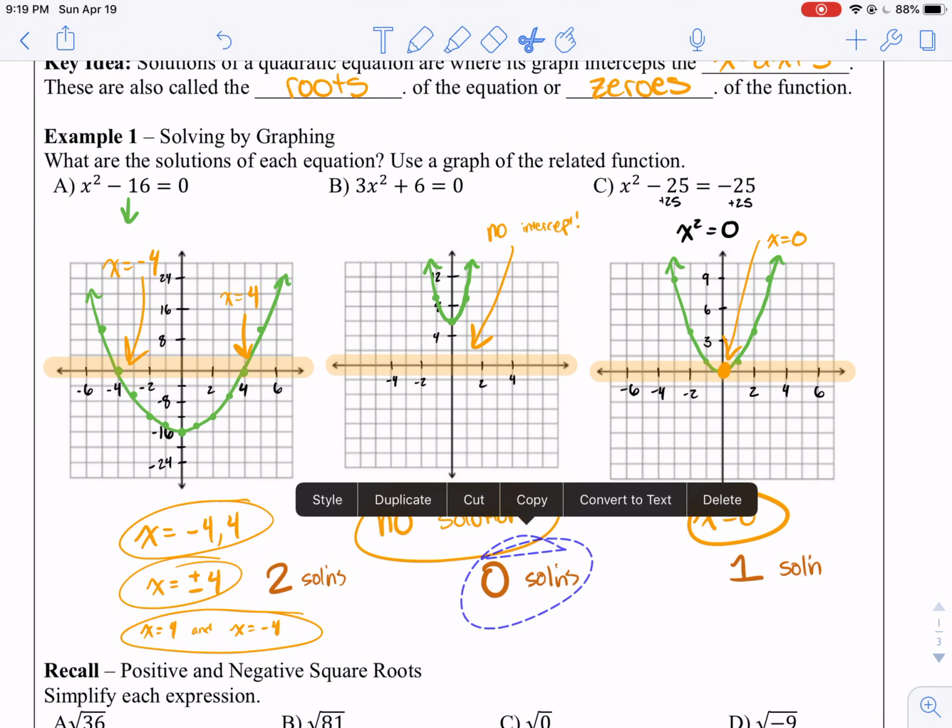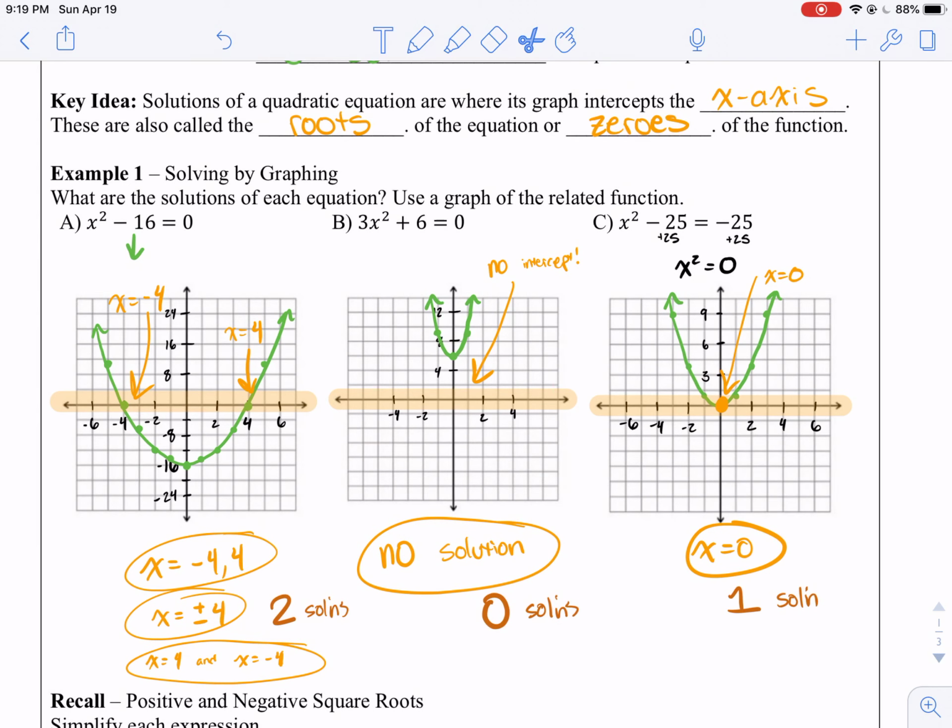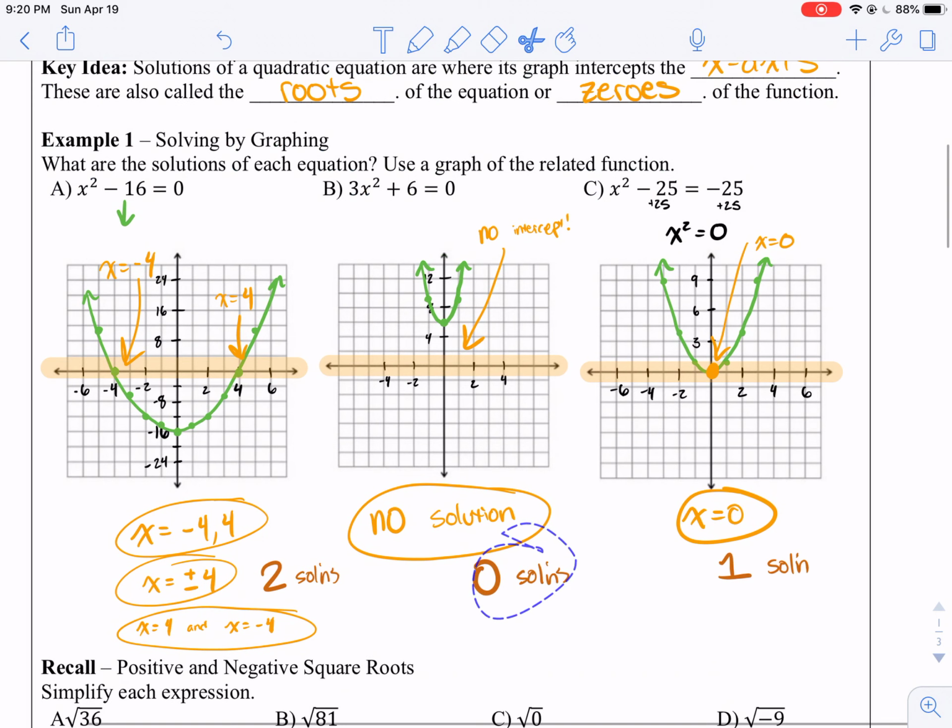Again, the solutions of our quadratic equation is where the graph intercepts the x-axis. You can have 2 solutions, 1, or no solutions at all. So that was solving by graphing. We're also going to solve by finding square roots.